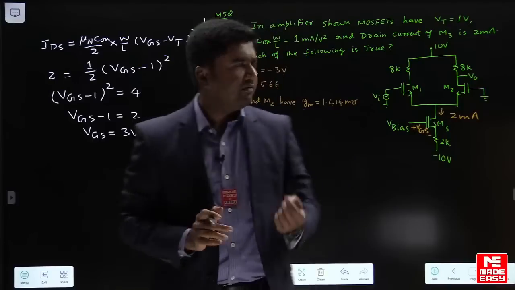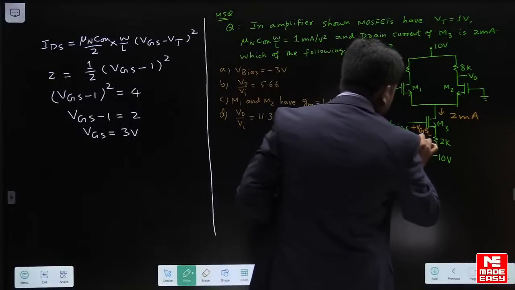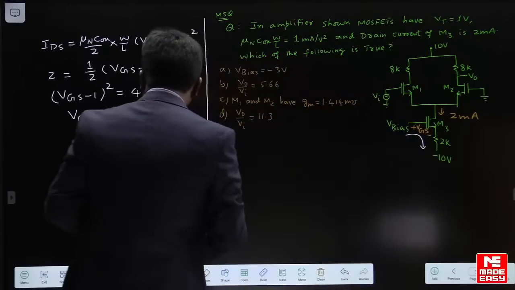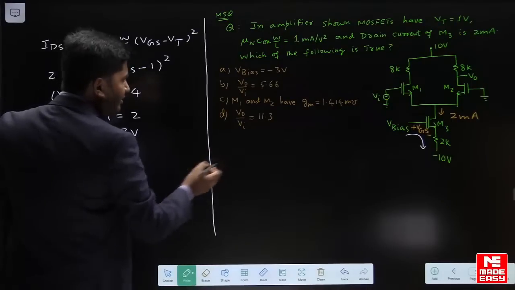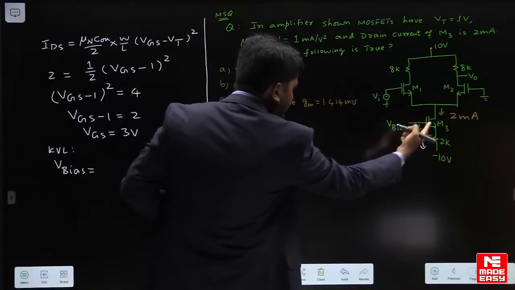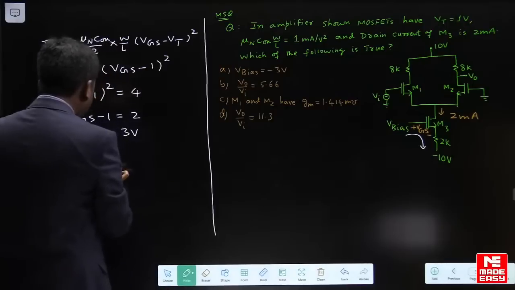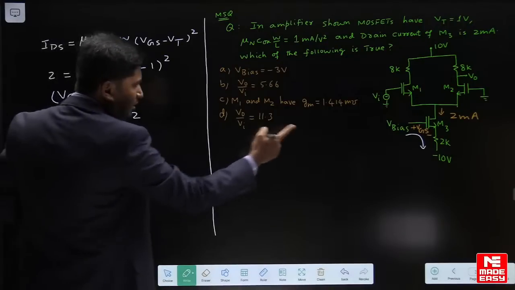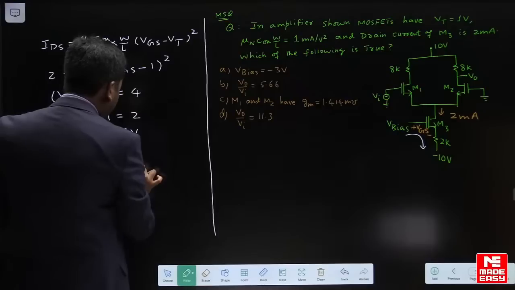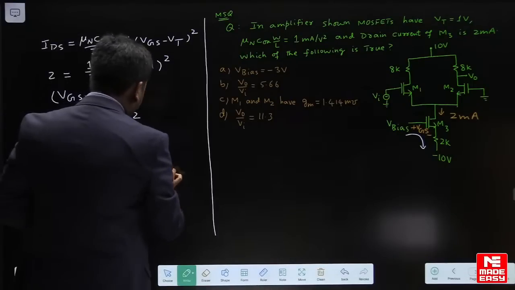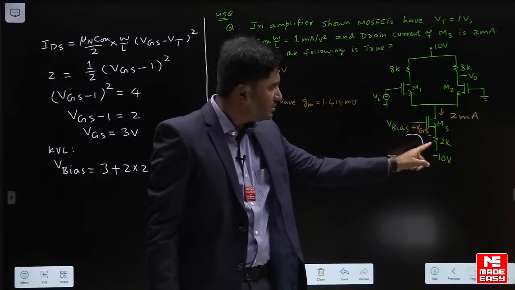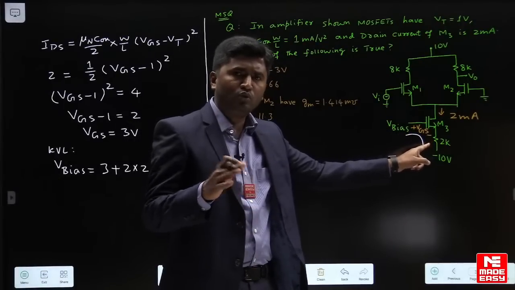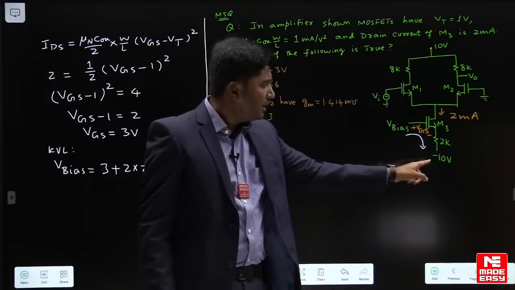Now once we find VGS, we can easily calculate this V bias. You just have to apply KVL here. If I use KVL, I get V bias is equal to VGS plus 2 into IDS minus 10. VGS we have found as 3 volt, plus 2 into current, 2K into 2 milli, that kilo into milli will cancel out, minus 10. I have applied KVL here. V bias is equal to VGS plus 2 into drain current, 2K into 2 milli, that kilo into milli will cancel out, and minus 10.